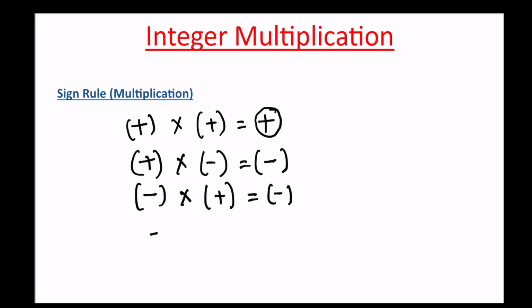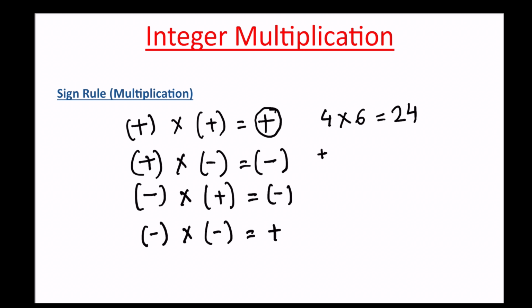The next one is minus into minus equal to plus. That means when a negative number is multiplied with a negative number, the result is always a positive number. Let's give an example. Plus into plus is plus. As I said, a positive number 4 multiplied with a positive number 6 is always a positive 24.